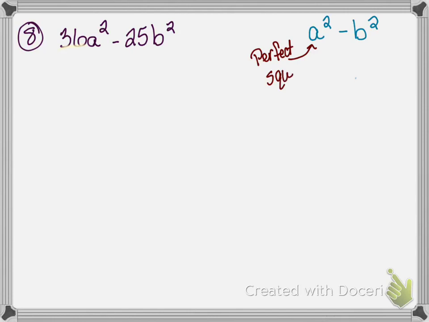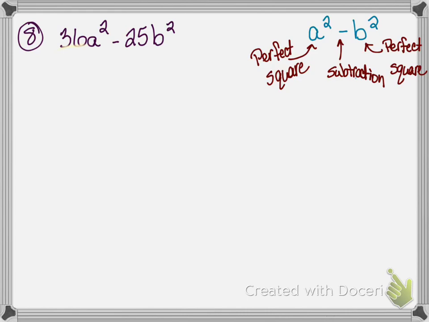A. Okay? This is also a perfect square. What times itself gives us b squared? B. And this is subtraction. If that's not subtraction, all bets are off. Okay? It has to be subtraction.